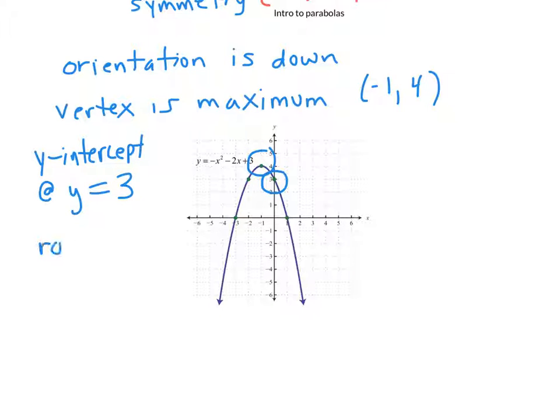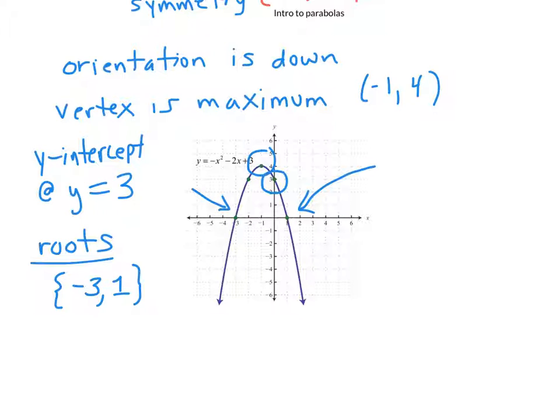Let's see, the next one are the roots. So the roots, again, are where it crosses the x-axis. And we need to list those in those funky brackets. So one of the roots happens at -3. The other root happens at +1.